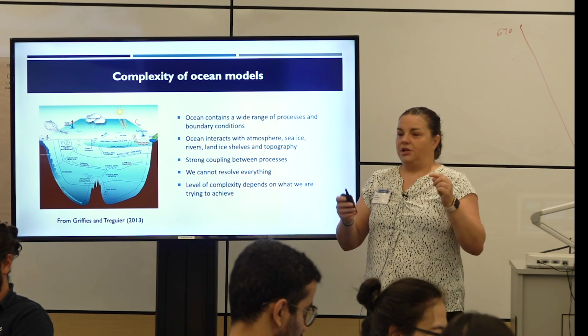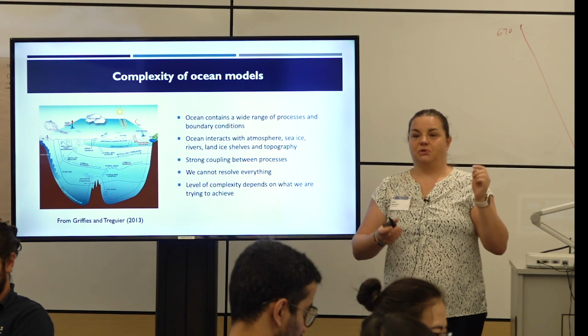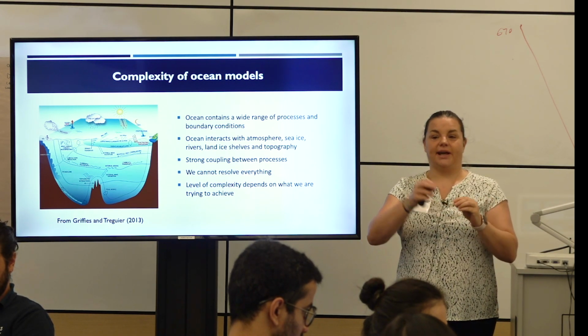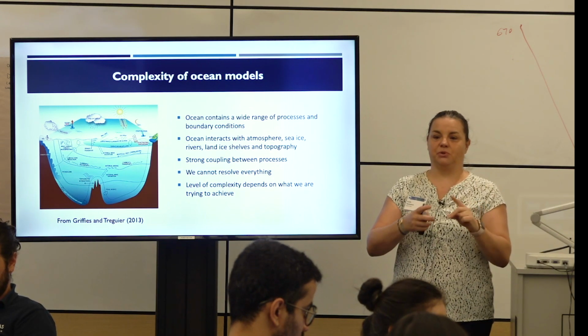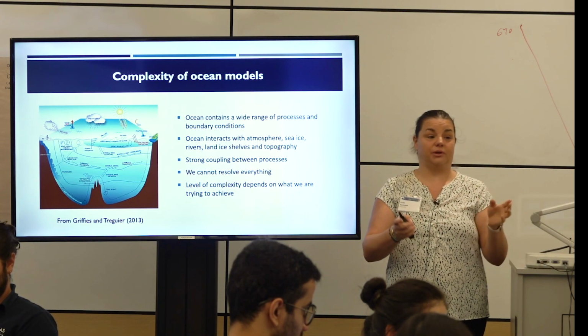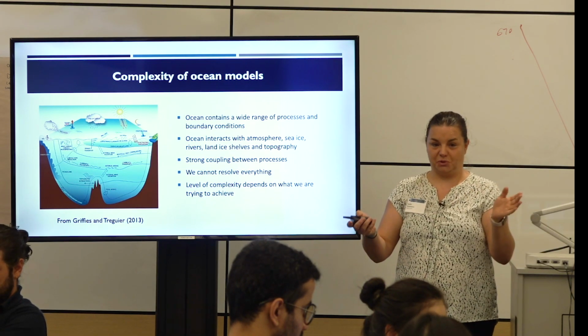There is also a strong coupling between all those processes. So you can have a physical model, like a circulation model, and you can then add an ocean biogeochemical model. So now you have interaction between your physics and your ocean biogeochemistry. Not all Earth system models have every single component.